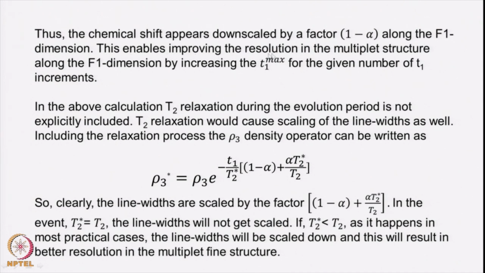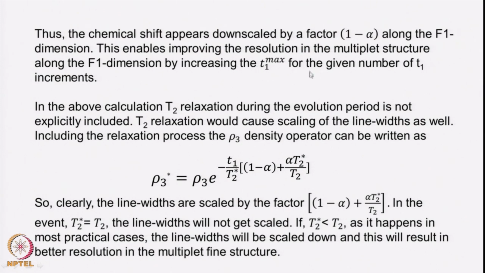Now, this enables improving the resolution in the multiplet structure along the F1 dimension by increasing the T1 max for the given number of T1 increments. How does that happen? Because now since you have scaled down the chemical shifts, suppose you have the chemical shift range of 5000 hertz, then you scale it by a factor of half. If alpha is equal to half, then it will be 1 minus half, so therefore it is 0.5. So, if you have that one, then your spectral range will be 2500 hertz, in which case your increment from experiment to experiment in the T1 will be twice that in the normal COSY where you had 5000 hertz.